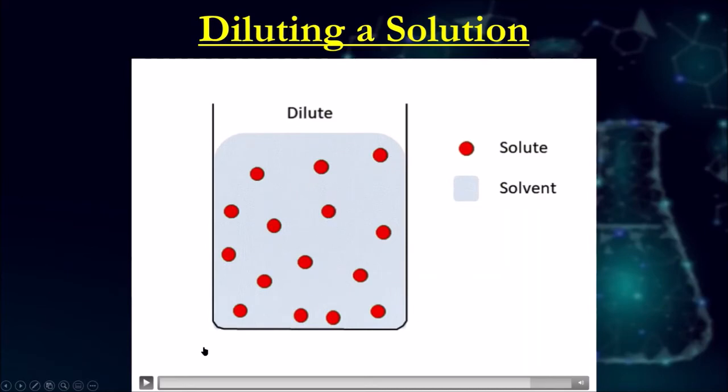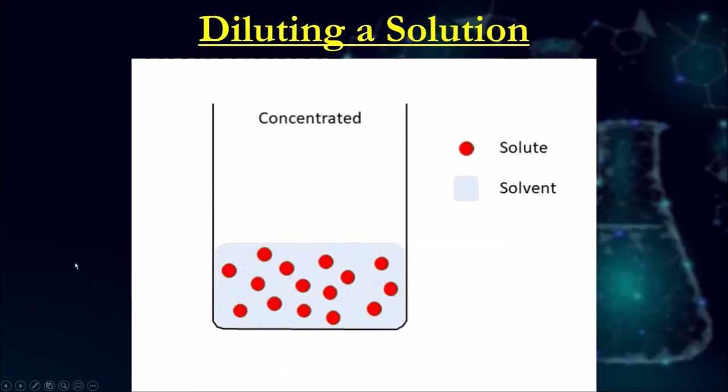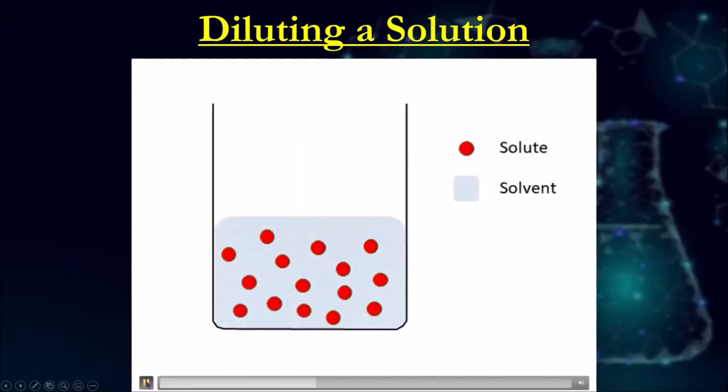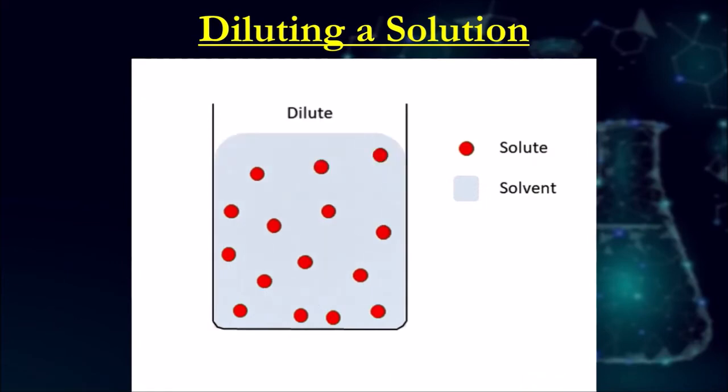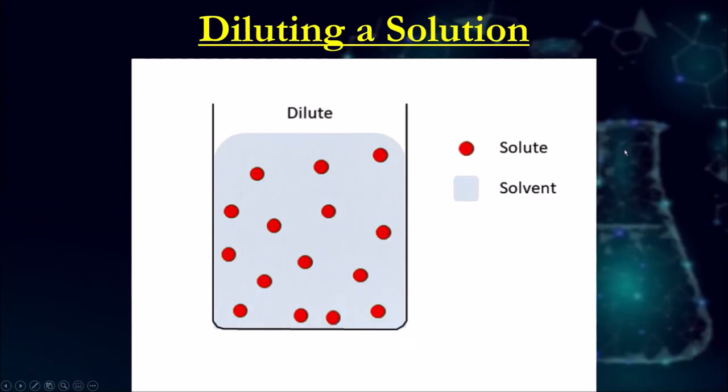Okay? The other thing you might take notice of is we have 1, 2, 3, 4, 5, 6, 7, 8, 9, 10, 11, 12, 13, 14, 15, let's just say particles. Let's say if we then dilute our solution, how many particles do we have left? So after the complete dilution, we have 15 particles again.